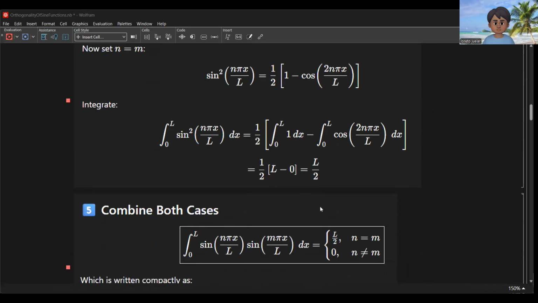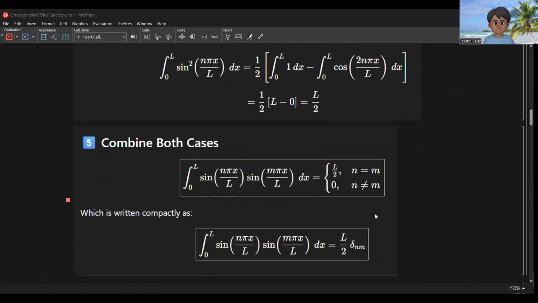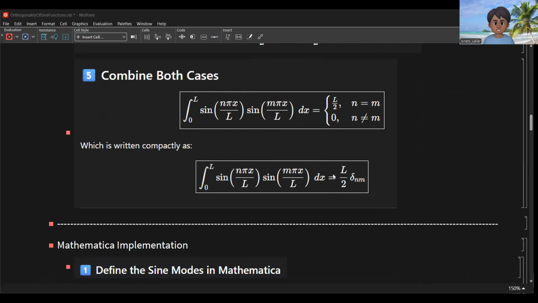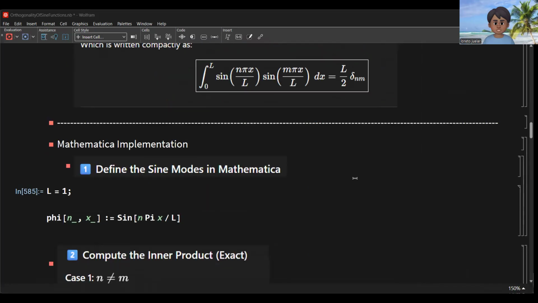So combining both cases, the integral of the product of sine n pi x over L and sine m pi x over L from 0 to L is equal to L over 2 if n is equal to m, and is equal to 0 if n is not equal to m, which is written compactly as L over 2 times the Kronecker delta.